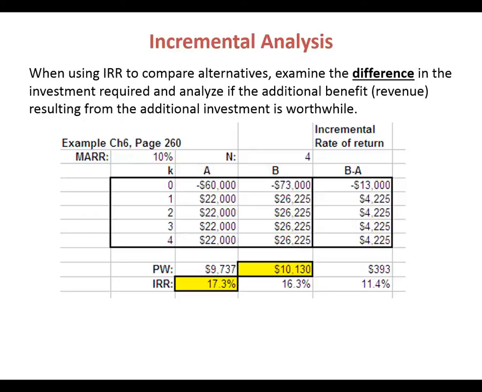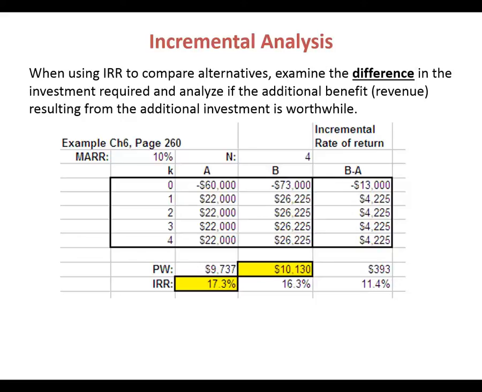And so what this is showing is if you have B minus A, so how much extra did project B cost compared to project A? Well, it's an extra $13,000. And now what you do is you do the same thing, B minus A, for these benefits. And so there's the extra $4,225. And so if we can calculate the present worth of this cash flow, and it's positive, that means that this extra $13,000 is justified.